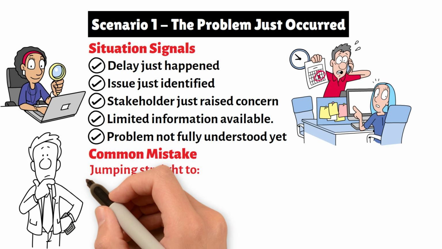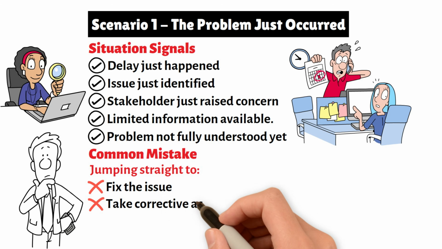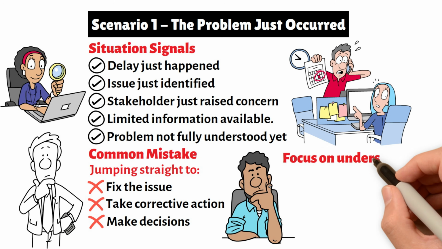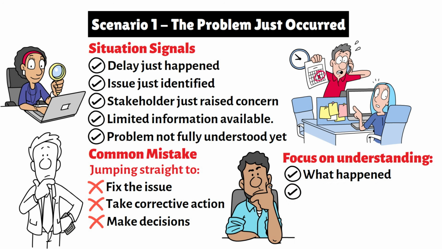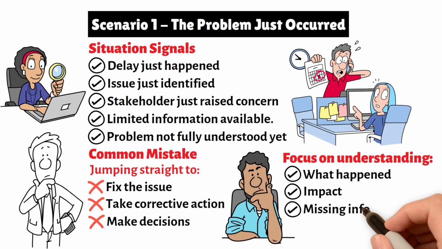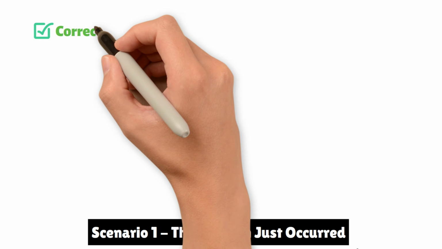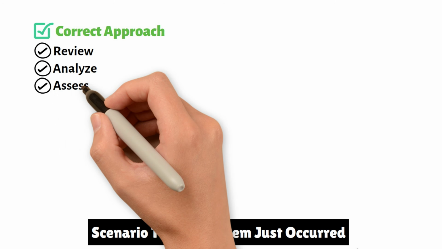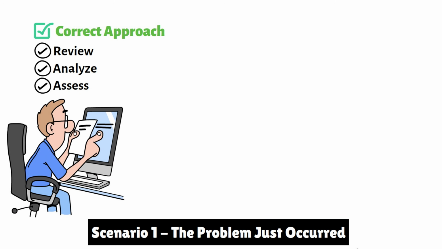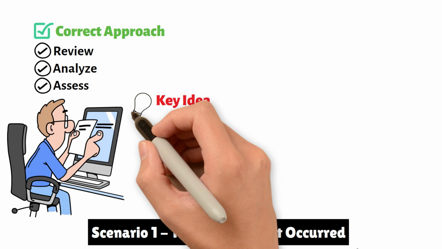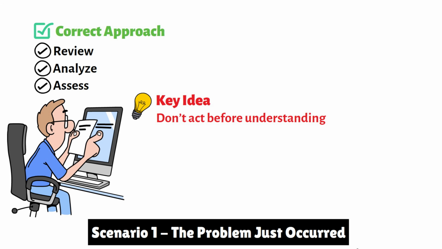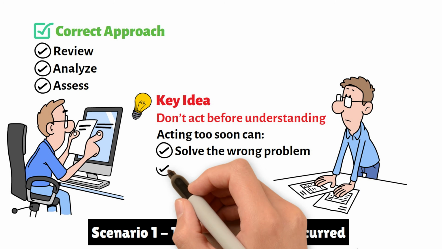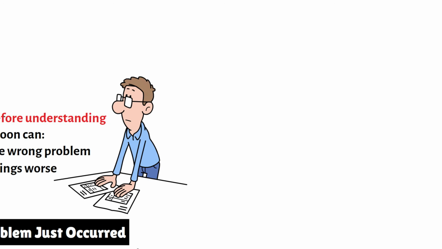This is where some students make the mistake. They immediately jump to fix the issue, implement corrective action, or make a decision. But that is too early, because you are still trying to understand what exactly happened, what the impact is, what information is missing. So at this stage, the correct approach is to review, analyze, assess the situation. You are gathering enough information to make an informed decision. Here's the key idea. Do not act before fully understanding the problem. If you jump straight into action, you risk solving the wrong issue or making the situation worse.